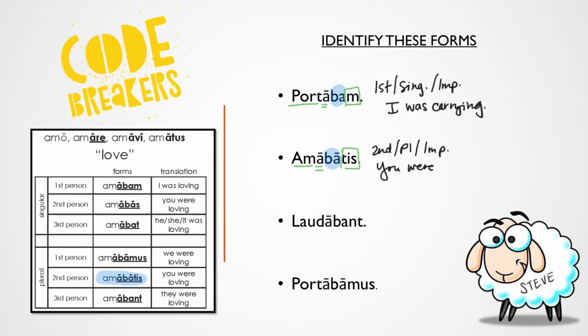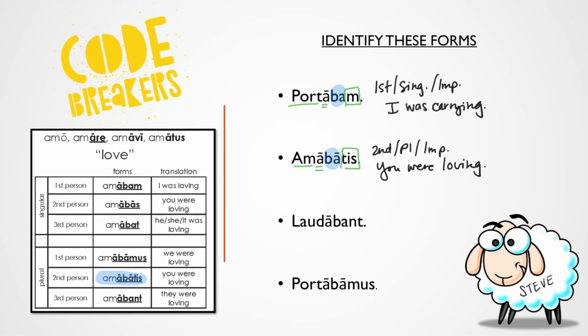See, so it's basically just like we were doing with the present tense, we just have a BA in the middle. Steve the interrupting sheep. Thanks, Steve. Now we have laudabant. Laud is the stem, A is the conjugation identifier, BA stands for imperfect, and the NT says it's third person plural. So this will translate as they were praising.